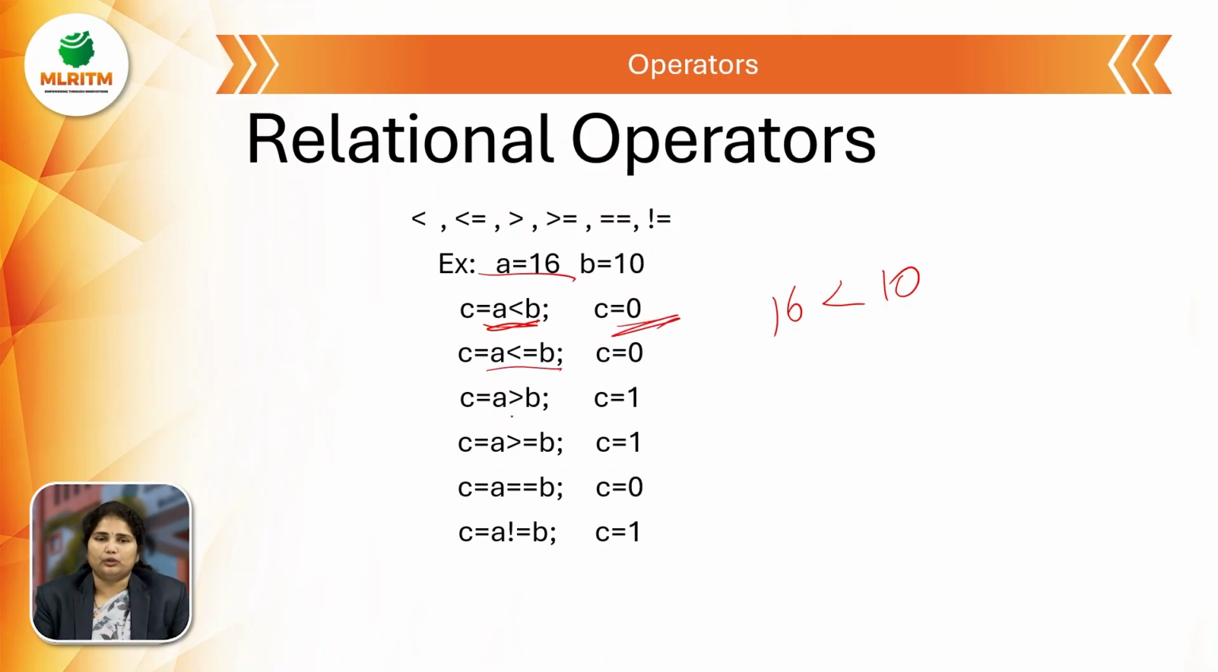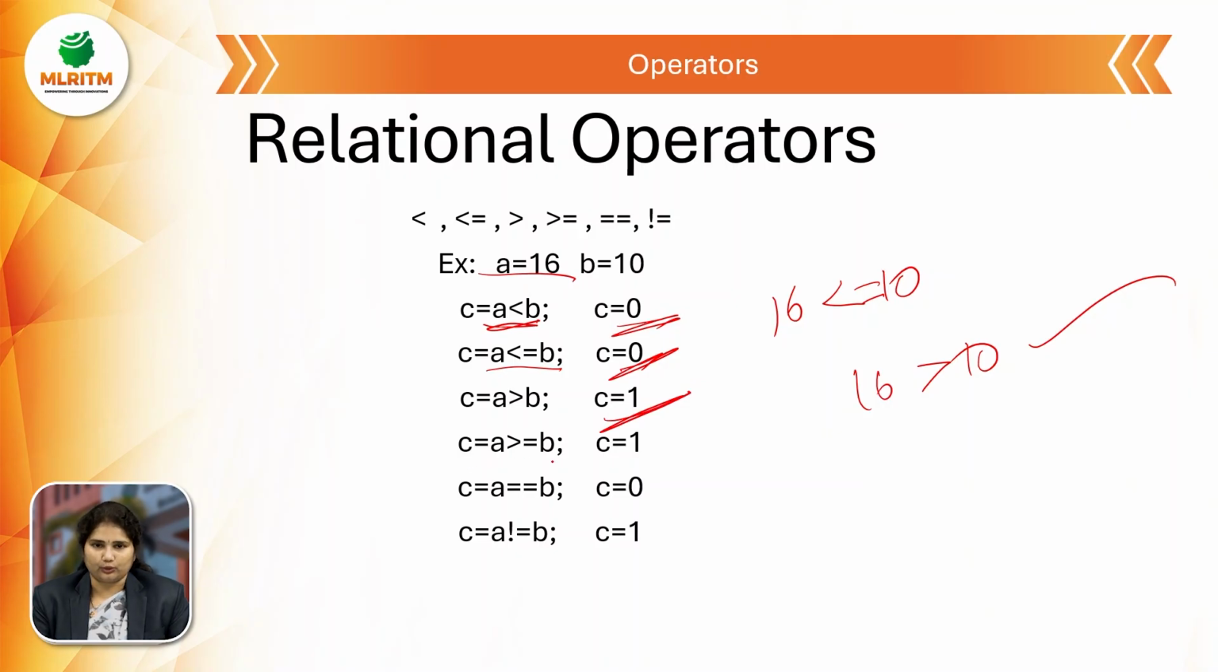A less than or equal to b, 16 less than or equal to 10. Is this condition true? No. Then we will get 0. A greater than b, 16 greater than 10. This condition is true, and we will get 1 as the output.